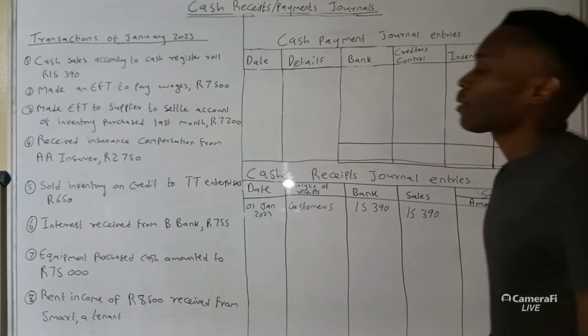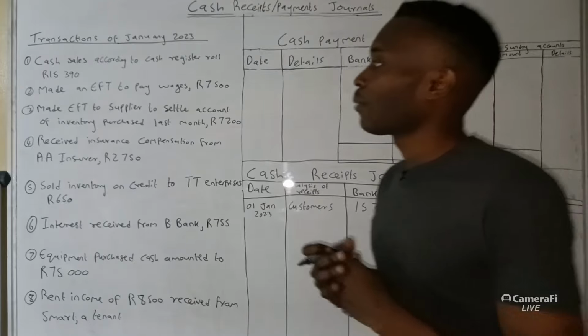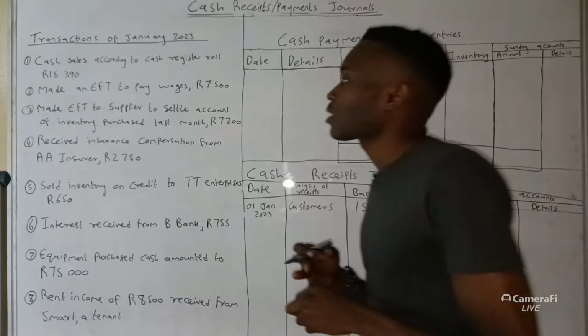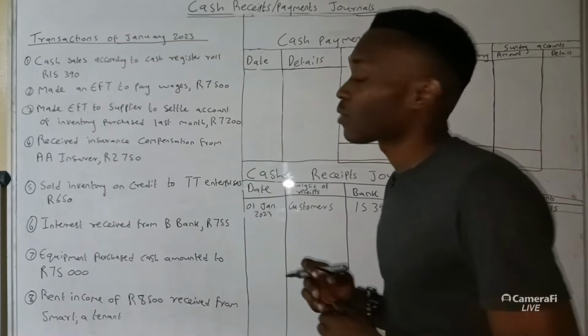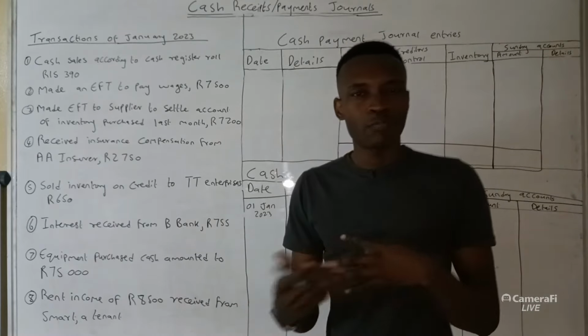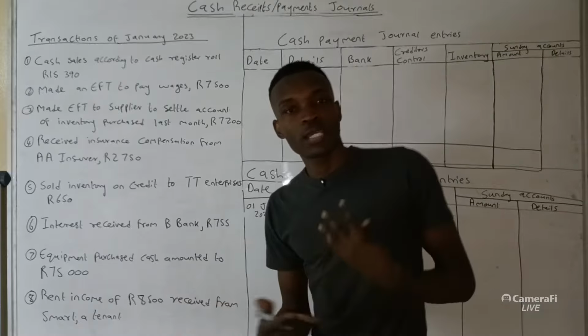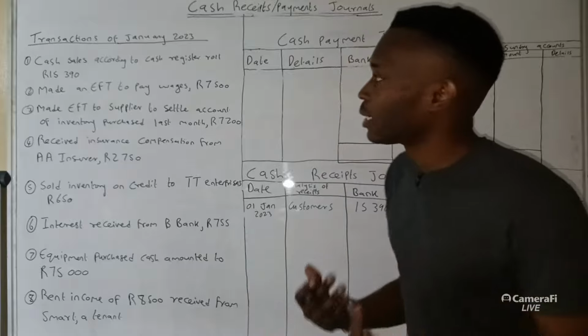All right, number two, made an EFT or electronic fund transfer to pay wages of 7,500. Now, companies pay their employees wages of 7,500, which means that this is going to be cash payment journal.